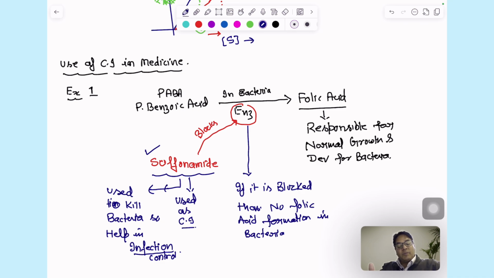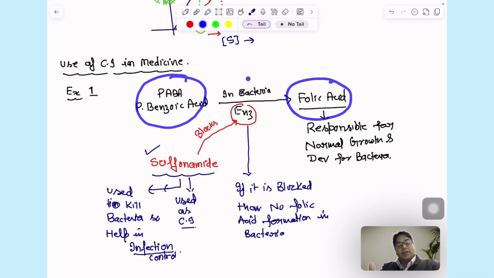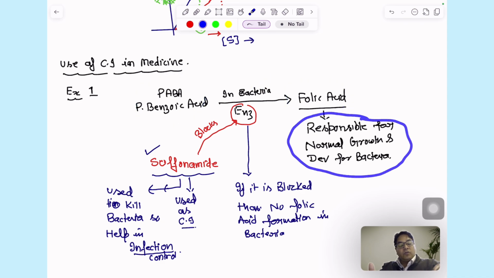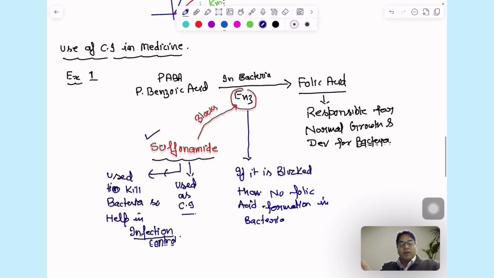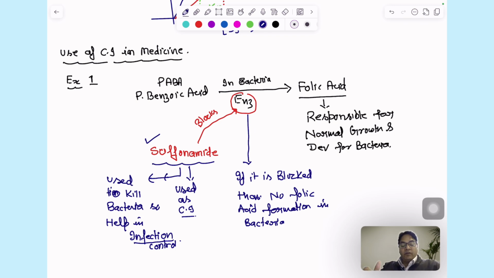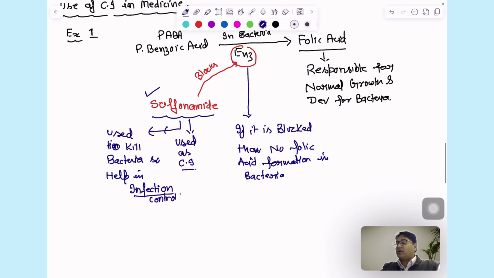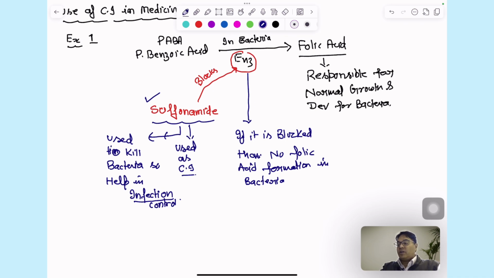And what does the sulfonamide do? The sulfonamide blocks the enzyme which is responsible for the conversion of PABA into folic acid inside the bacteria. This folic acid is responsible for normal growth and development. So if we block this enzyme, which can be achieved by sulfonamide, the bacteria will be killed because folic acid will not be formed there, and that's why we can control the infection. So if a person is having some bacterial infection, then sulfonamides are usually used as an infection controlling drug. So this is the first example, and this sulfonamide is a competitive inhibitor.